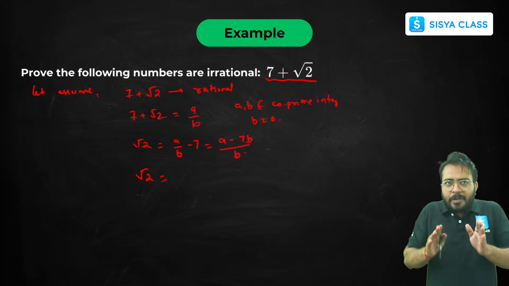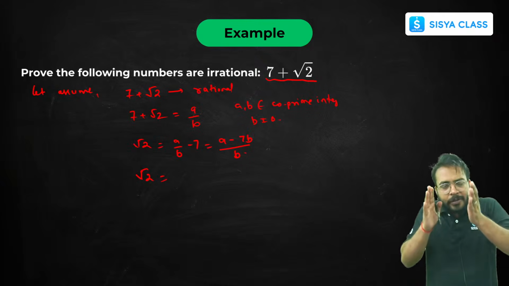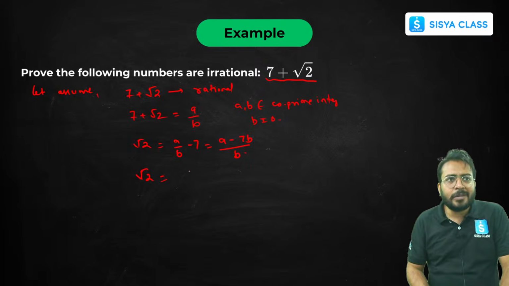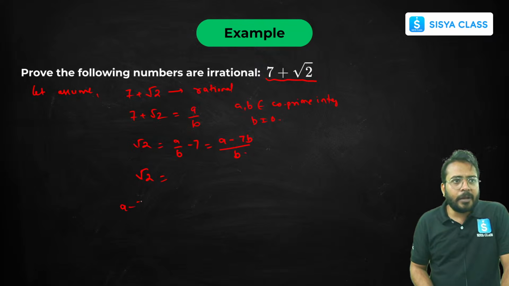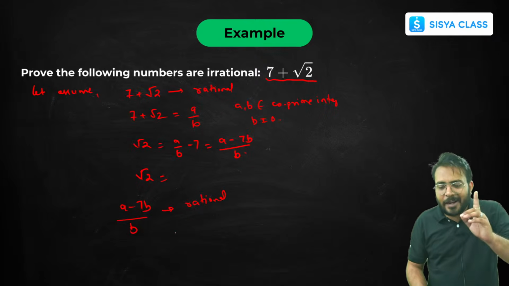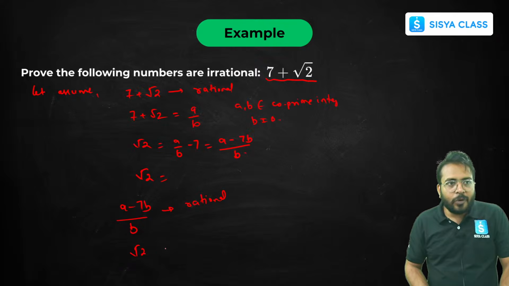And again, all the a and b are integers, which means it is going to be a rational number, right? Yes or no? Here (a minus 7b) by b is rational. Why? Because all the a and b are integers. And what is root 2? Root 2 is irrational. We have already proved that root 2, root 3, all these are irrationals.